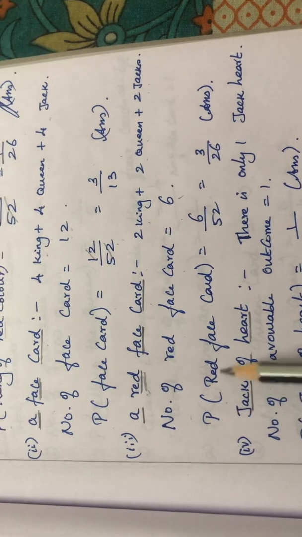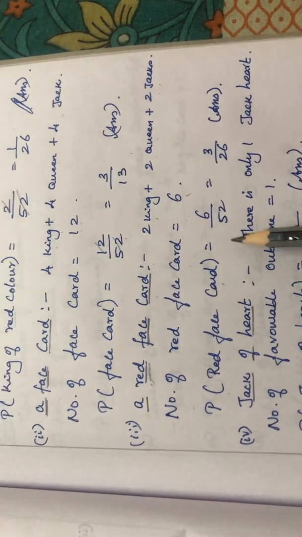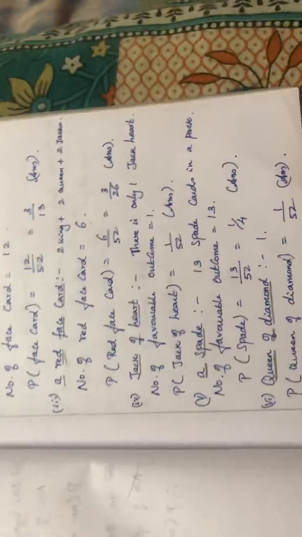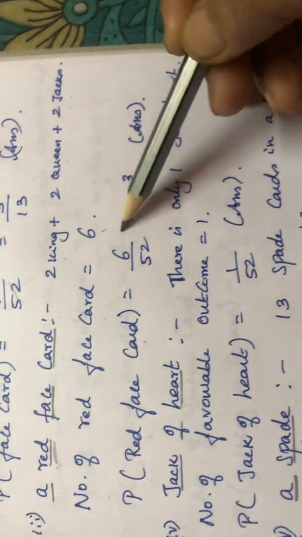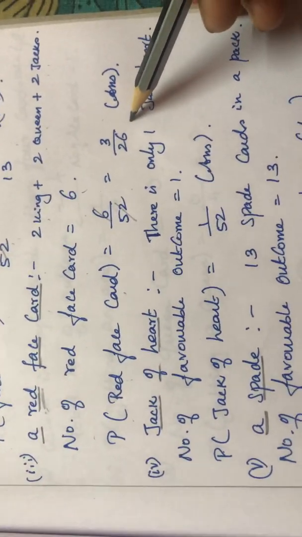Therefore, probability of getting a red face card is equal to the same formula, number of favorable outcomes divided by number of possible outcomes. So 6 by 52. When I am solving, I will get 3 by 26.